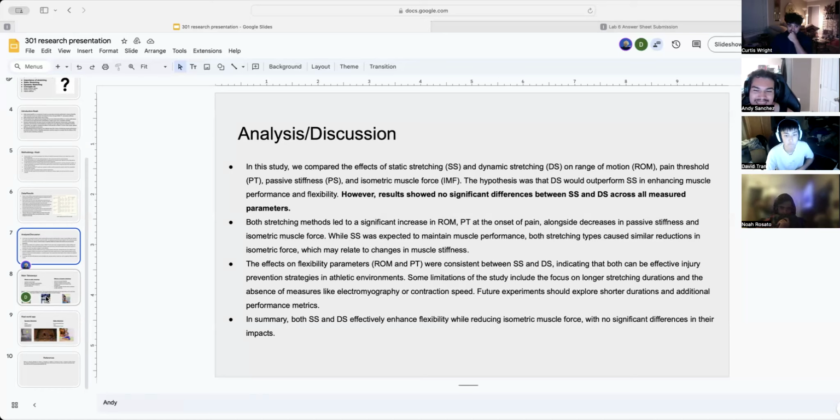strategies in athletic environments. Some limitations of the study include the focus on longer stretching durations and absence of measures like electromyography or contraction speed. And in future experiments, they plan to explore shorter durations and additional performance metrics. But in short, both static and dynamic stretching effectively enhance flexibility while reducing isometric muscle force with no significant difference in their impacts.